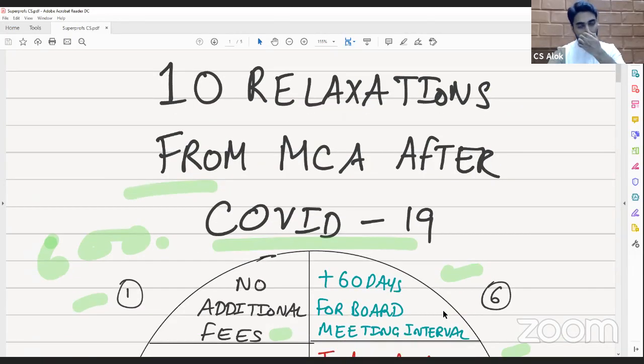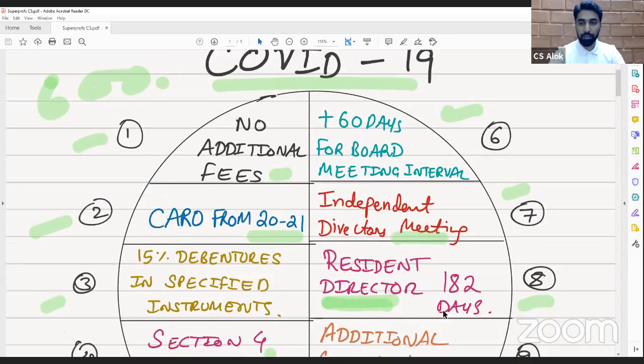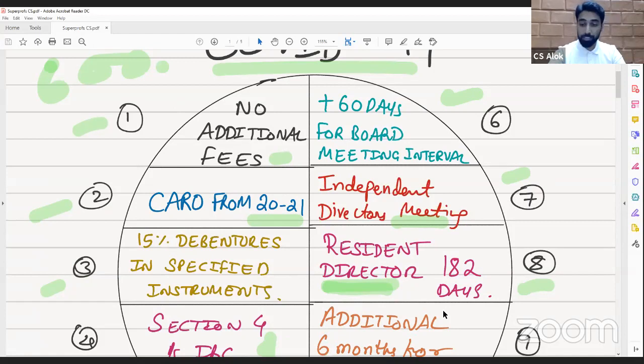So now these are the 10 wonderful relaxations which have been given. If anybody has any questions, you tell. I'll be revising right now. So I request any questions, I'll be happy to answer them. But before that, we are going to revise these provisions, the 10 different amendments which are there, which will be helpful for your exam.